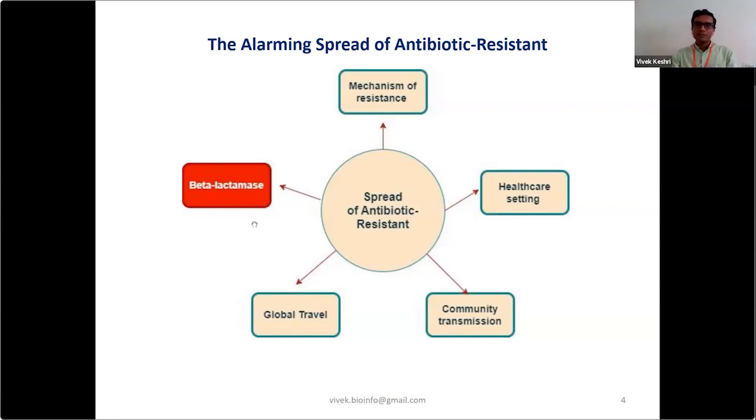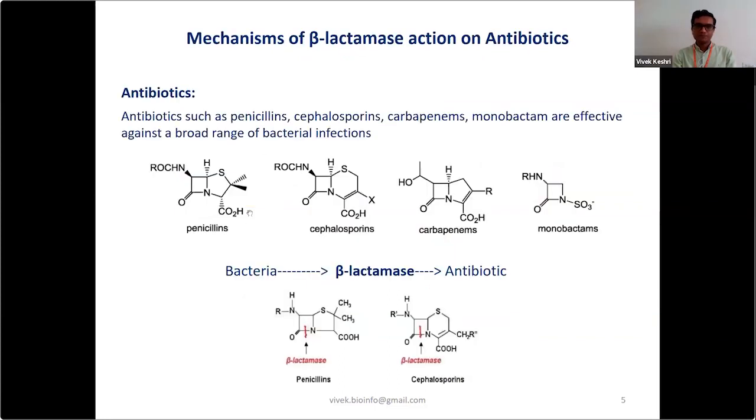And in this presentation, I'm going to talk about the beta-lactamase enzyme mechanism, how it is responsible for antibiotic resistance and its spread, and its diversity, followed by how beta-lactamase function evolved through different mechanisms.